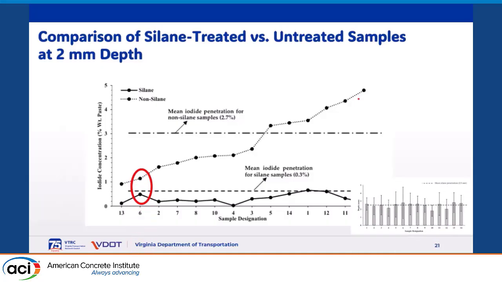Let's look at sample 6. Remember, in the previous slides I showed that it had the highest variation. Because of that highest variation, the difference between treated and non-treated was minimum, right? But look at the other sample that had the minimum variation. Although it had the minimum average value of penetration, it had the minimum variation, and as you can see, the treated samples perform much, much better than untreated samples.